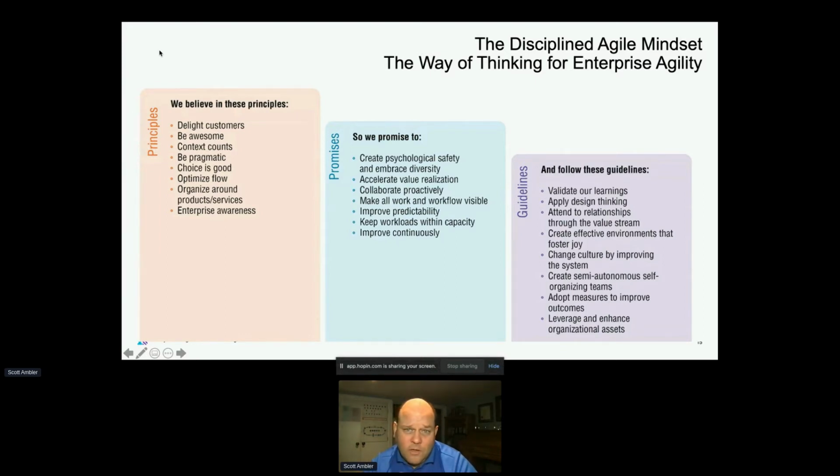But also, our focus is enterprise agility, not just software agility. So concepts like enterprise awareness, for example, improving predictability, for example, and many others. So we're looking at the bigger picture. How do we work together? What mindset do we need to be successful at the organizational level?